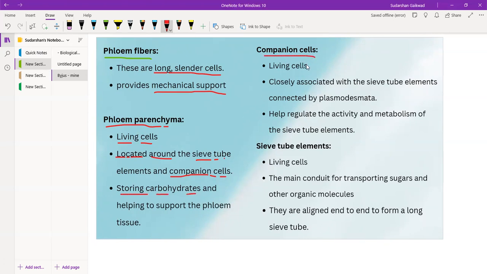The next element is companion cells. They are also living cells. They are associated with sieve tube elements and they are connected by plasmodesmata. Plasmodesmata are the small connections in between the cells.